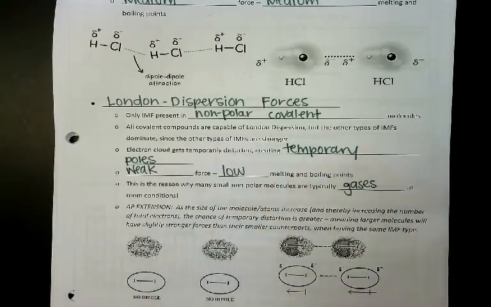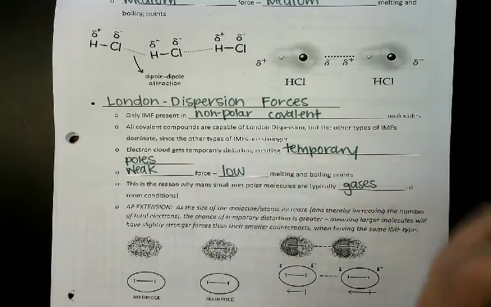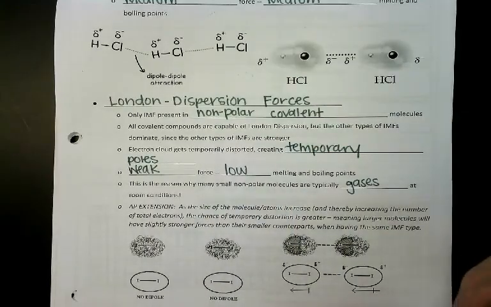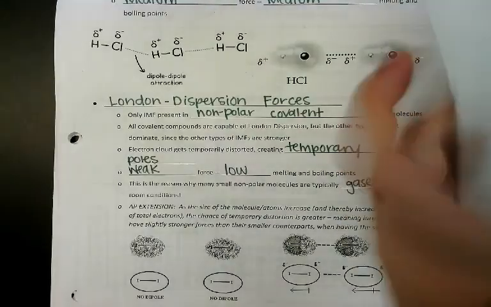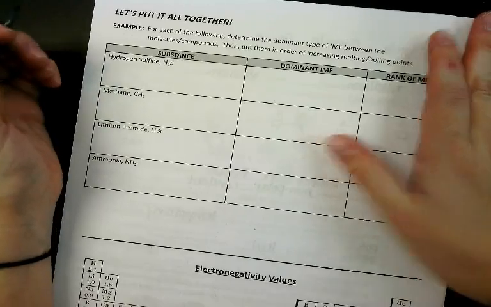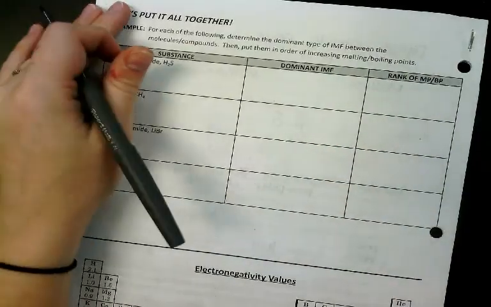Okay? But in general, we're going to talk general. We're talking about small molecules. We didn't talk about hydrocarbon chains, right? We're just talking about these small molecules with one central atom. In general, they're going to have low melting points. Okay? So let's look at the back. Let's look at some examples. Hydrogen sulfide. It says, for each of the following, determine the dominant type of intermolecular force between the molecules. Then put them in order of increasing melting and boiling points.